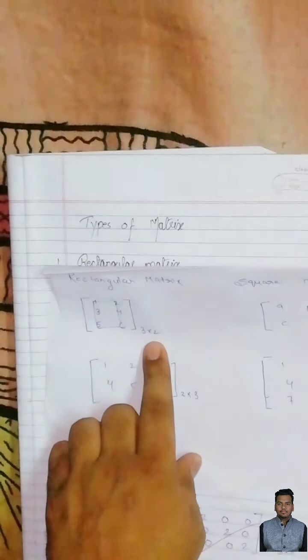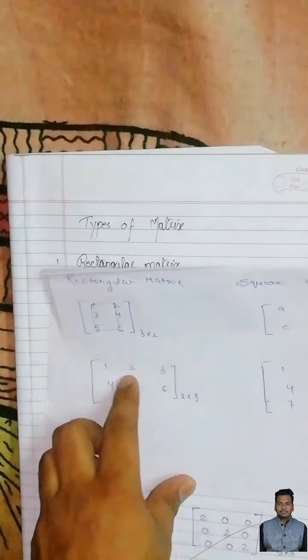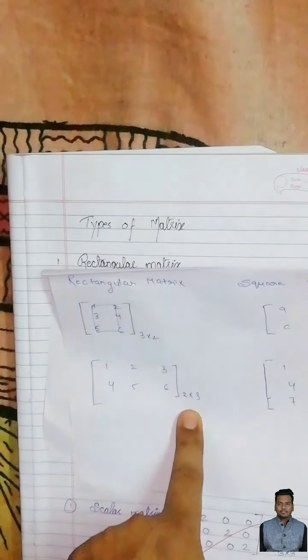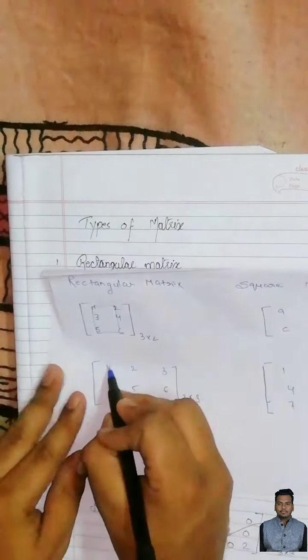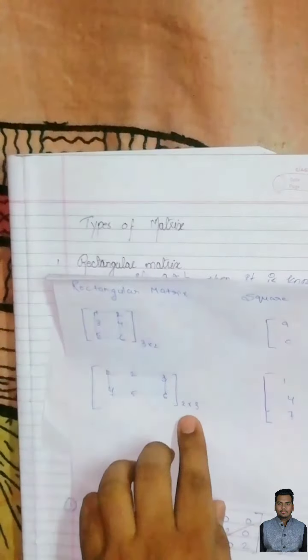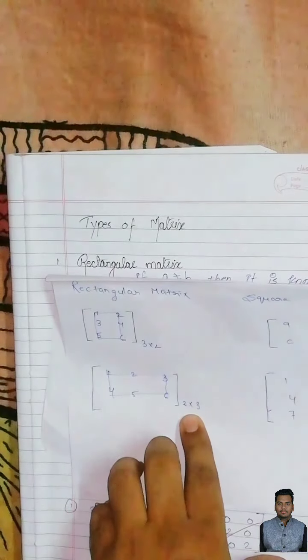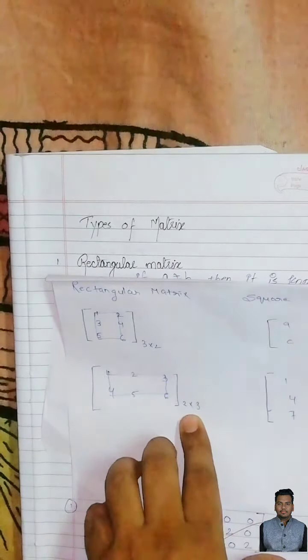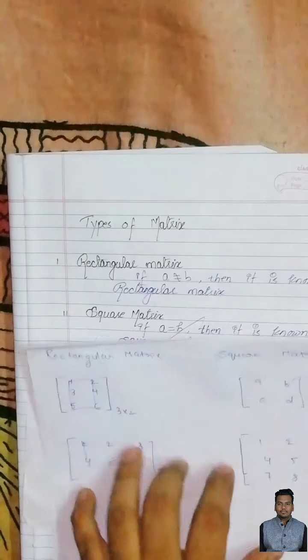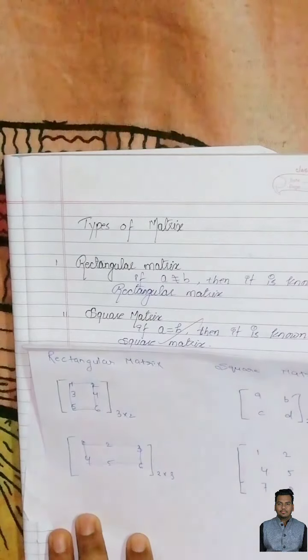It is a rectangular matrix, where the number of rows and number of columns are not equal. Here you can see the total number of rows is 2 and the total number of columns is 3. So the arrangement is in the form of a rectangle. Number of rows is not equal to number of columns. So that type of matrix where the number of rows is not equal to the number of columns, A not equal to B, is known as a rectangular matrix.